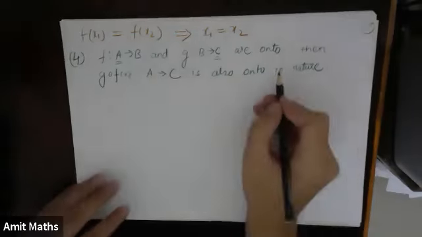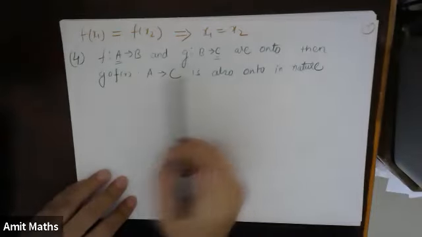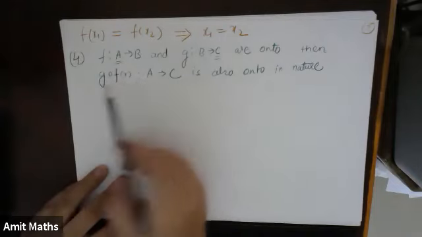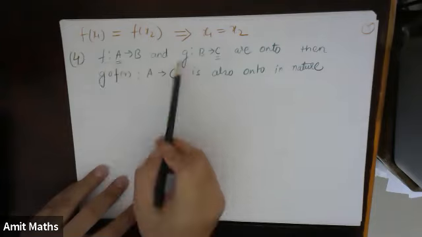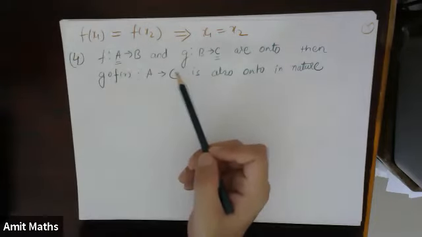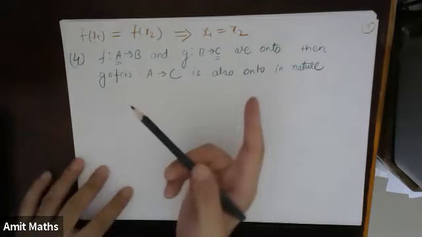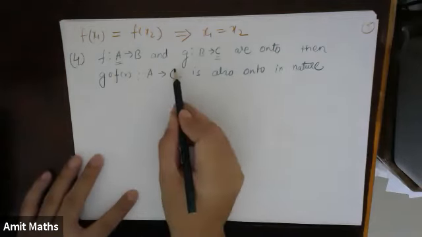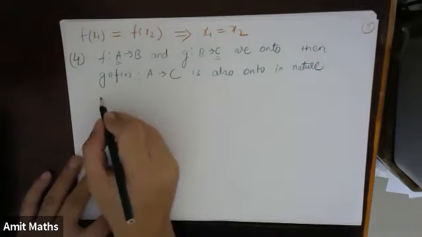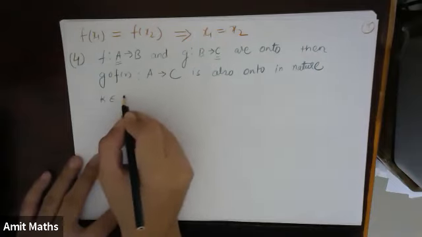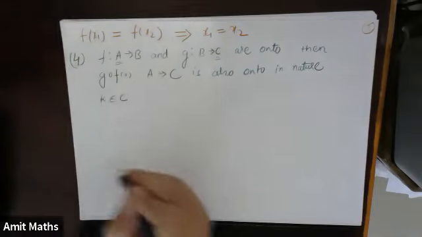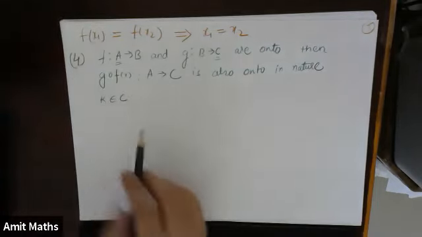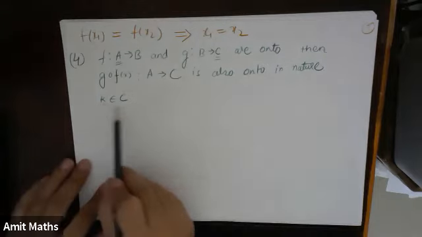Okay, let's discuss this first. If f and g are both onto in nature, what does that mean? Let's take an element K in C. Let K belong to the set C.